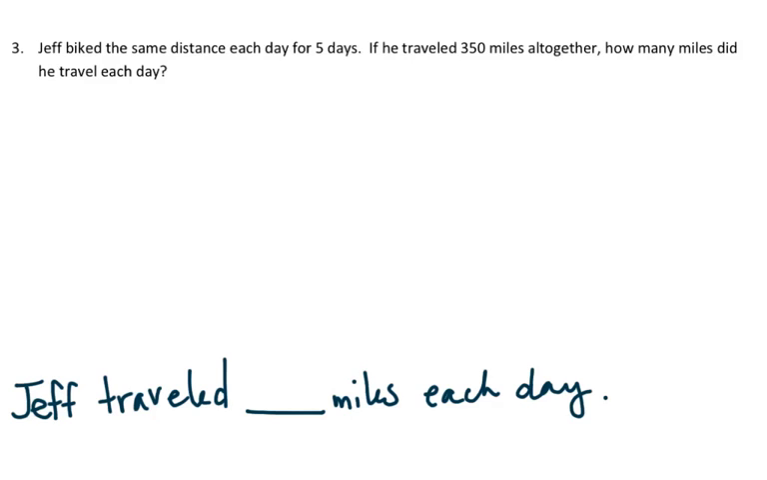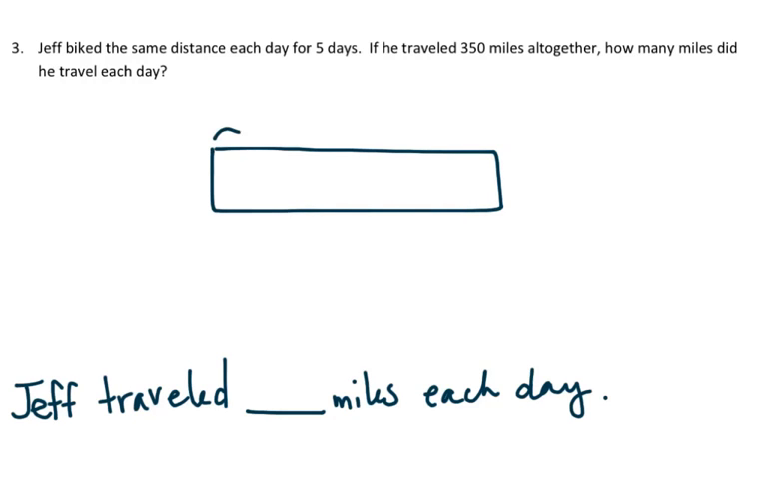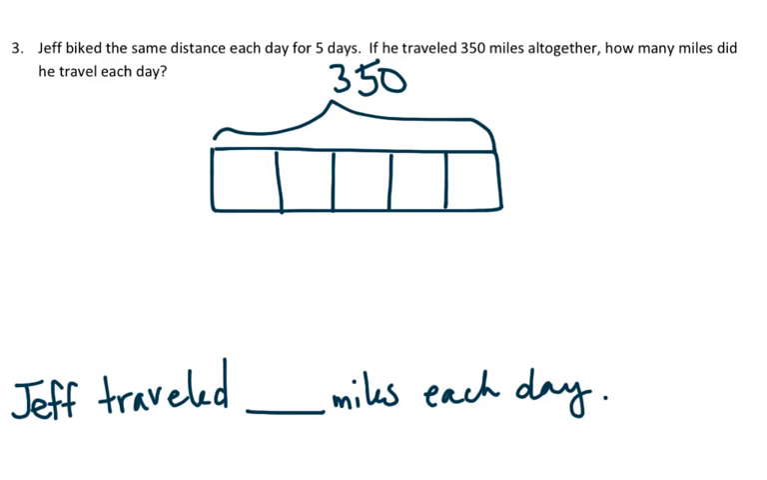So we're going to do a tape diagram here. And here's our tape. And this whole thing represents 350. And we're going to partition this into 5 sections. Okay. And what we need to know is how many did he travel in each day? So how many in one of these days?